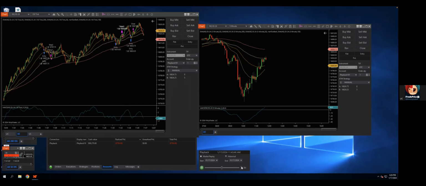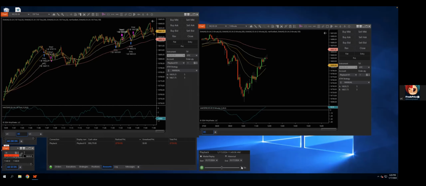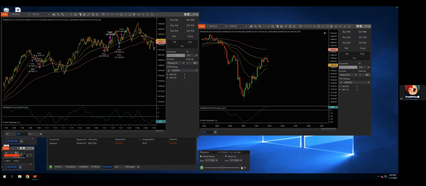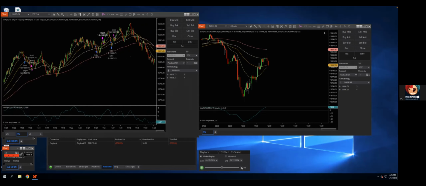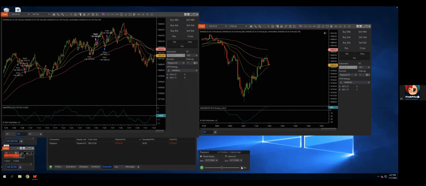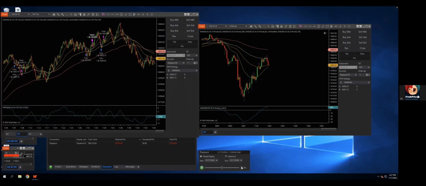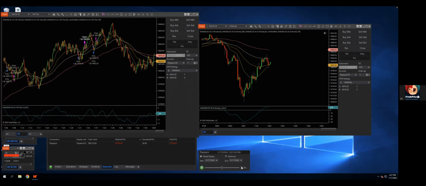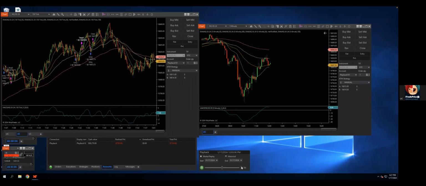And what about support and resistance levels? Do you consider them at all, or you don't care about them? I do a little bit. I won't take a trade going into a support or resistance area. But with the bot, I don't use it as much.